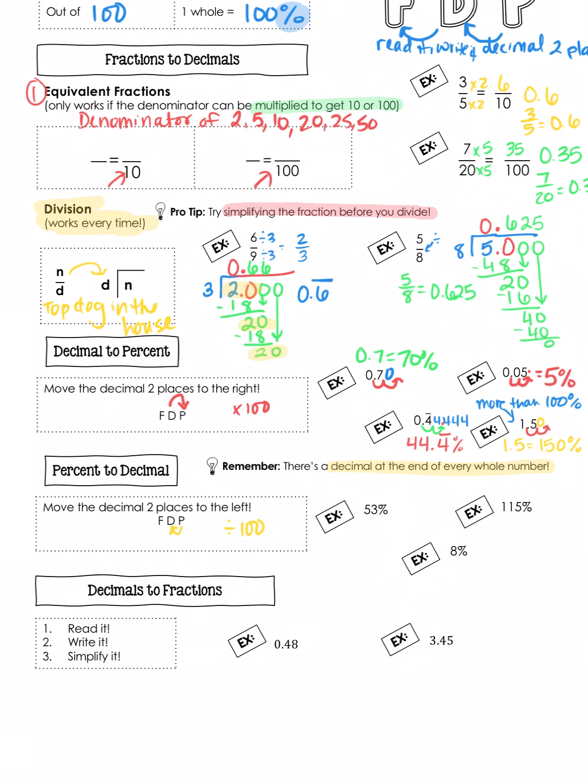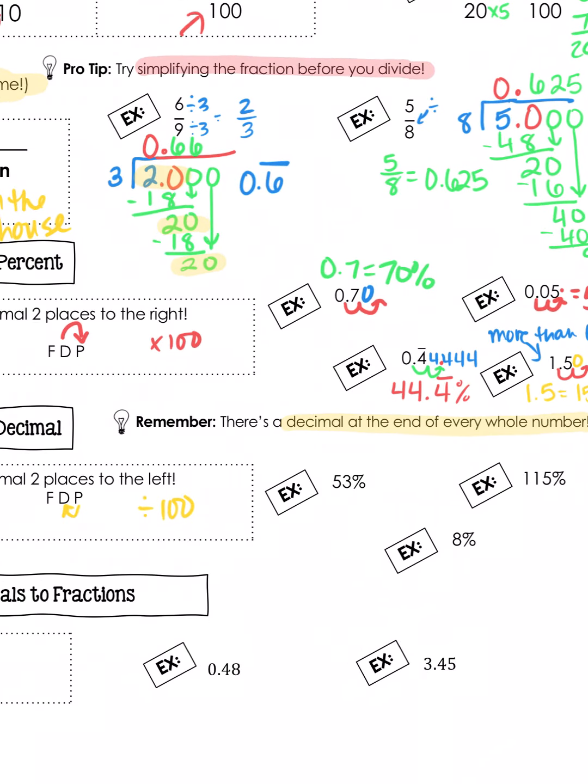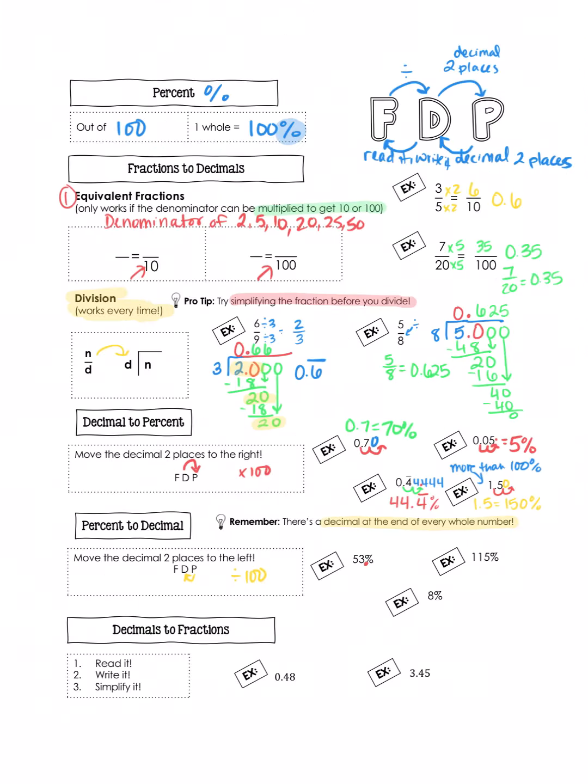So 53%, there is an invisible decimal right here. And I'm going to move it 2 places to the left. 1, 2. And that puts it right there. So 53% is equal to 0.53.